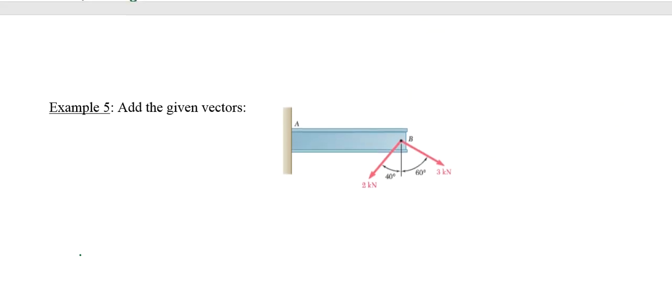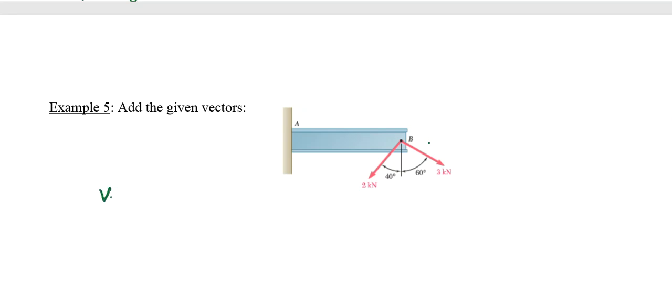So have some situations. I have, not sure what that is sticking off of a board or a wall, some type of metal. And so I have two vectors. I have one going 2 kilonewtons at 40 degrees from due south, and I have another one going 3 kilonewtons, 60 degrees from due south. So I want to put those together. So really, it's no different. It's just drawn as a picture.